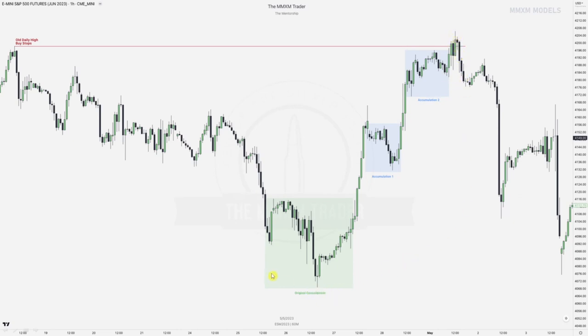Now we identify on the 1-hour where the original consolidation is, right? Down here we've got this nice original consolidation. Price expands up higher, 2 accumulation phases, and then eventually liquidating that high. And now we can scout for a market maker sell model, right? And all up close candles, which are bearish order blocks, should be respected on the way down, and also those bearish arrays, right, like fair value gaps.